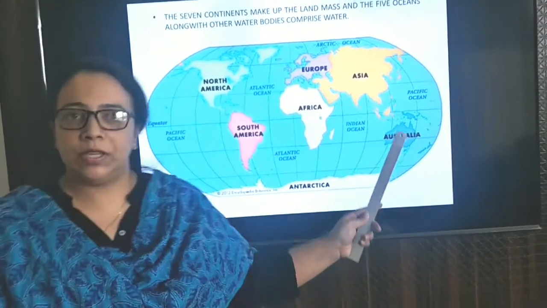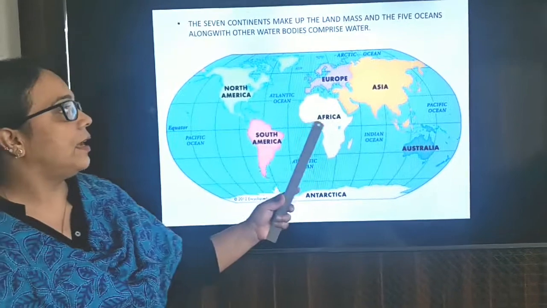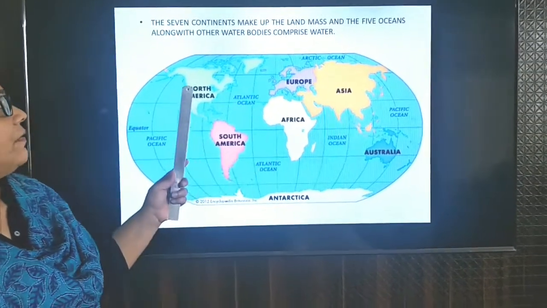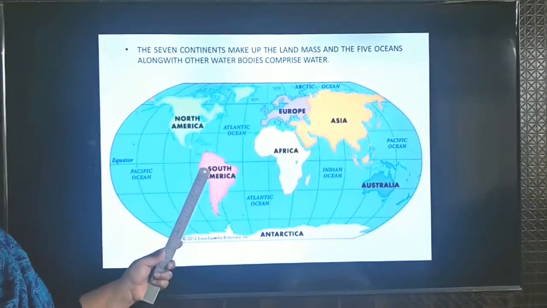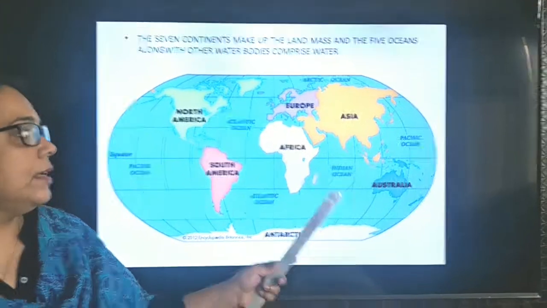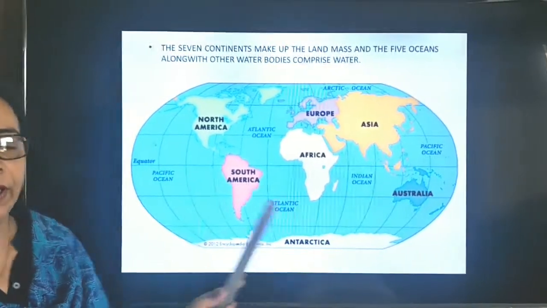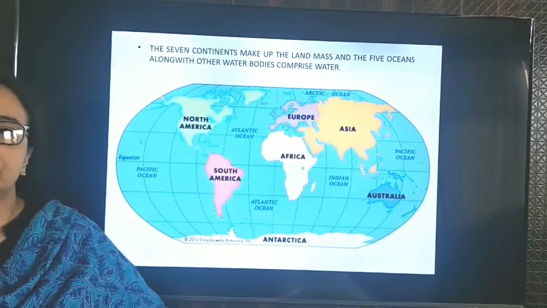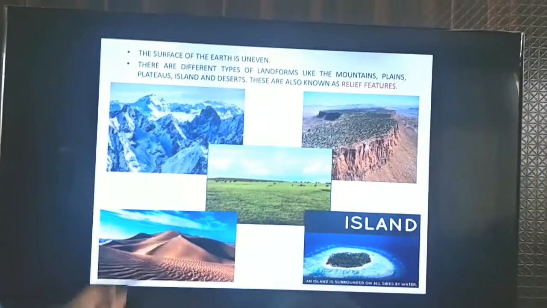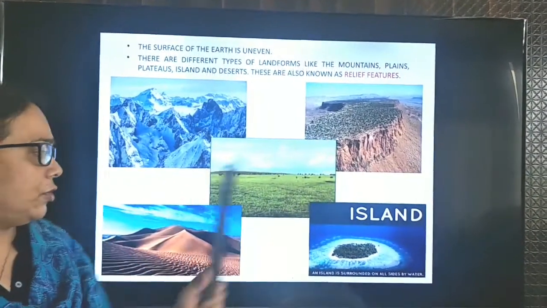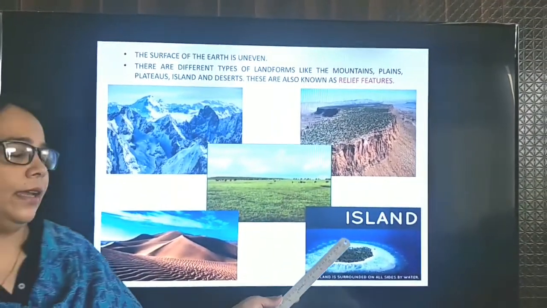Blue colored area shows the water body and the rest are large land masses. These are the continents. So 7 continents make up the land mass and 5 oceans along with the other water bodies make up the water area of the Earth. And it is not the same everywhere. See, some areas have mountains, plains, plateaus, desert and island.